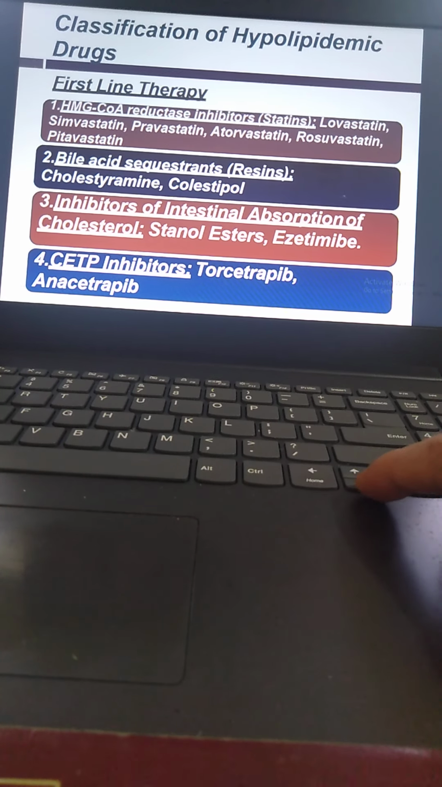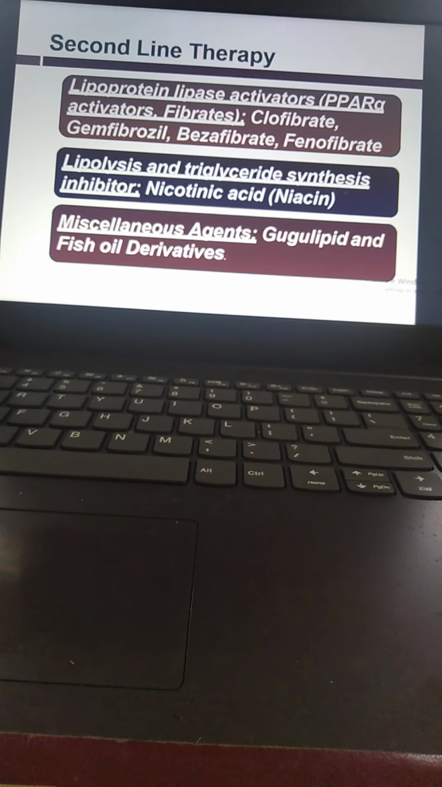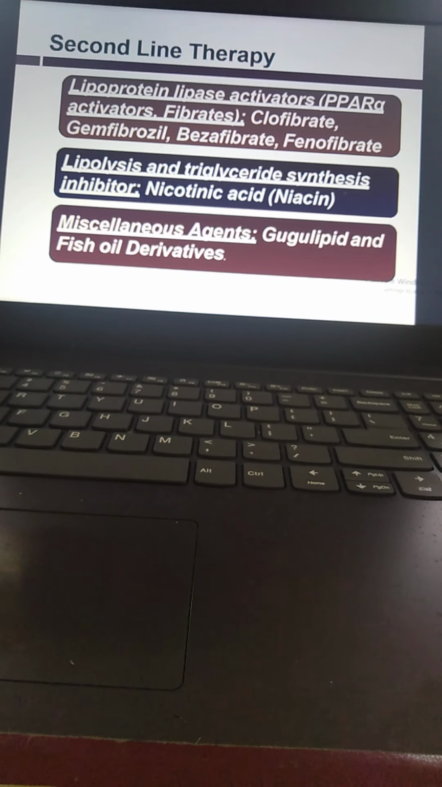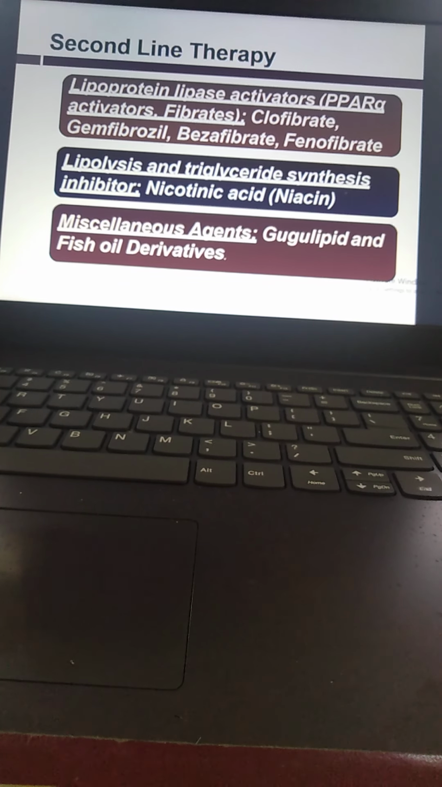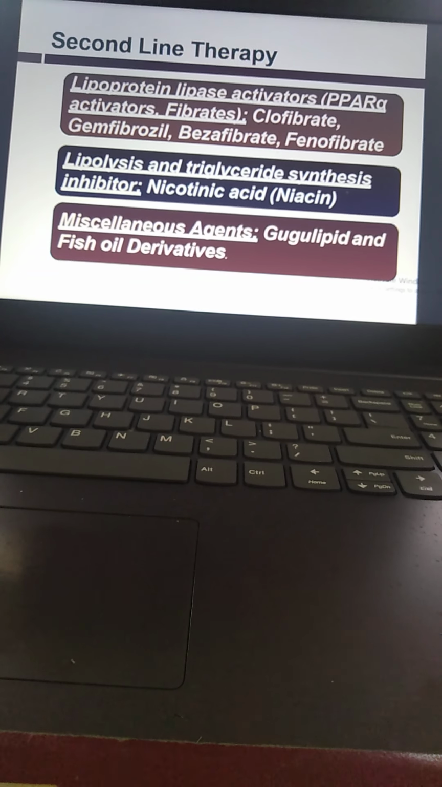And we have to start with the second line. We have other second line drugs, like lipoprotein lipase activators, or the short name is PPAR alpha activators, fibrates. We have clofibrate, gemfibrozil, bezafibrate, and fenofibrate. Then we have lipolysis and triglyceride synthesis inhibitors, like nicotinic acid, that we call niacin, and miscellaneous agents, we have gugulipid and fish oil derivatives.